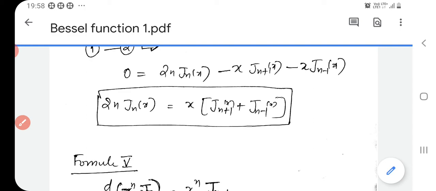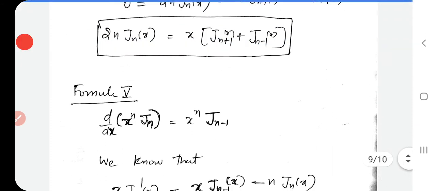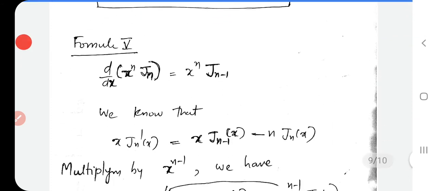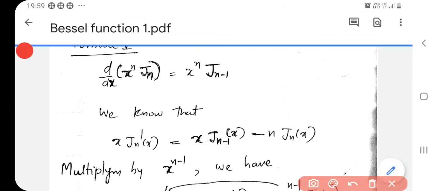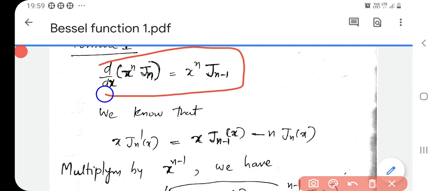For the first two recurrence formulas you have to differentiate and make some rearrangements. The third and fourth recurrence formulas can be obtained from the first and second. The fifth one: d by dx of x raised to n j n of x is equal to x raised to n j n minus 1 of x.